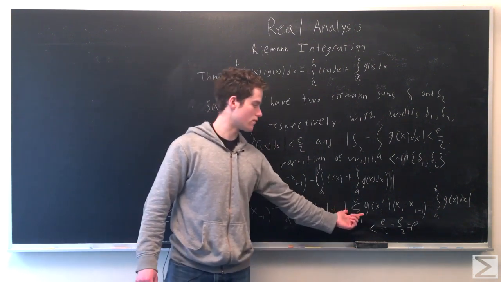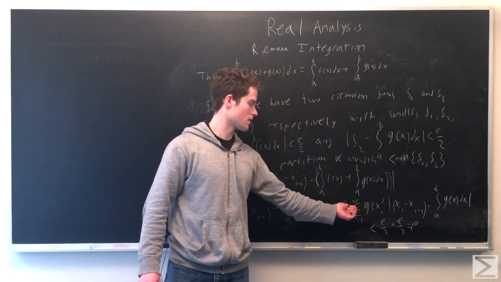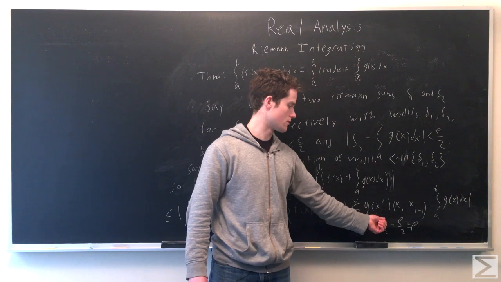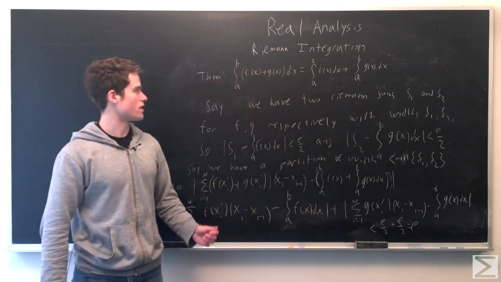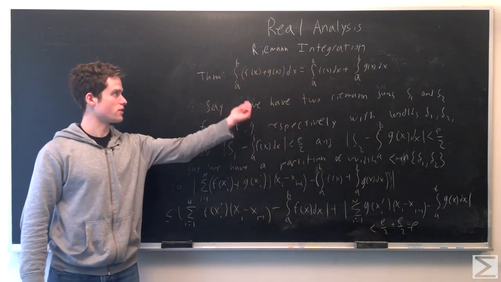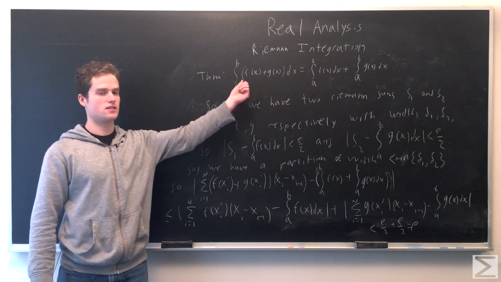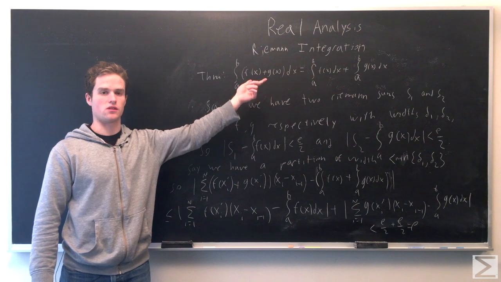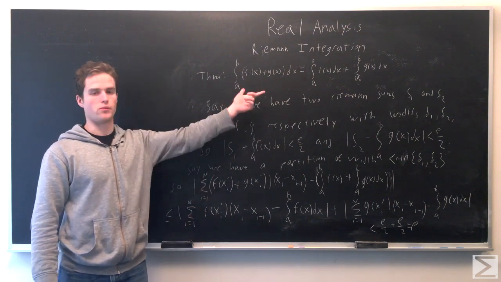And the same thing for here, except with g of x, we're going to again have something less than e over 2. And so this plus that is less than e over 2 plus e over 2, which equals e. And so that tells us our Riemann sums of f of x plus g of x get as close as we want to these two values summed together on the right. And so we have this equality.